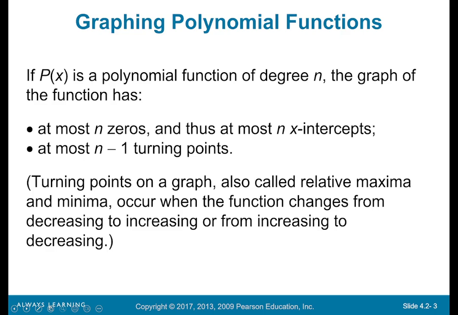So if I have a polynomial, let's say like x to the 7 plus 6x to the 5 plus 1, I know my n is 7, so we can have at most 7 zeros and 6 turning points. n-1 here is 6. Okay, so that's kind of the concept.